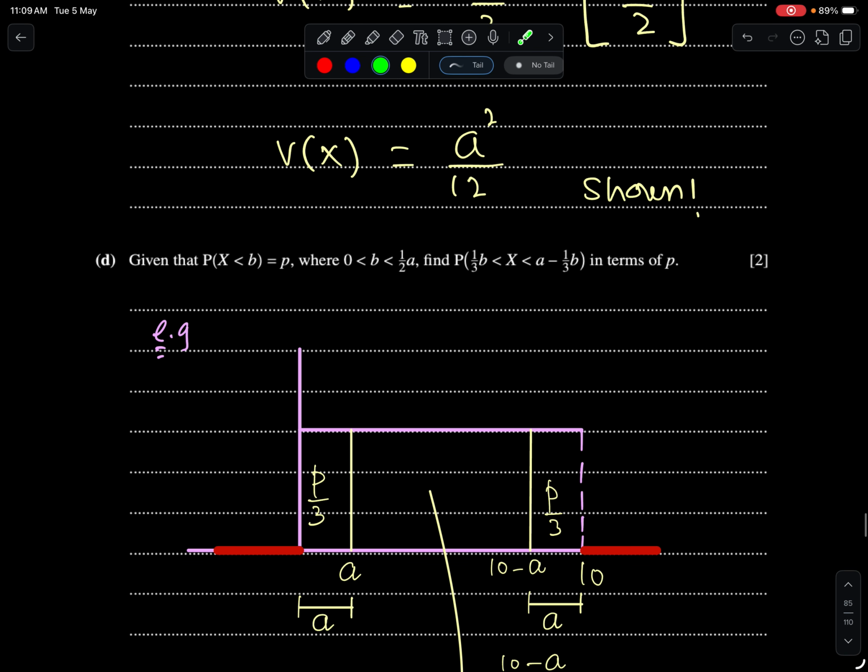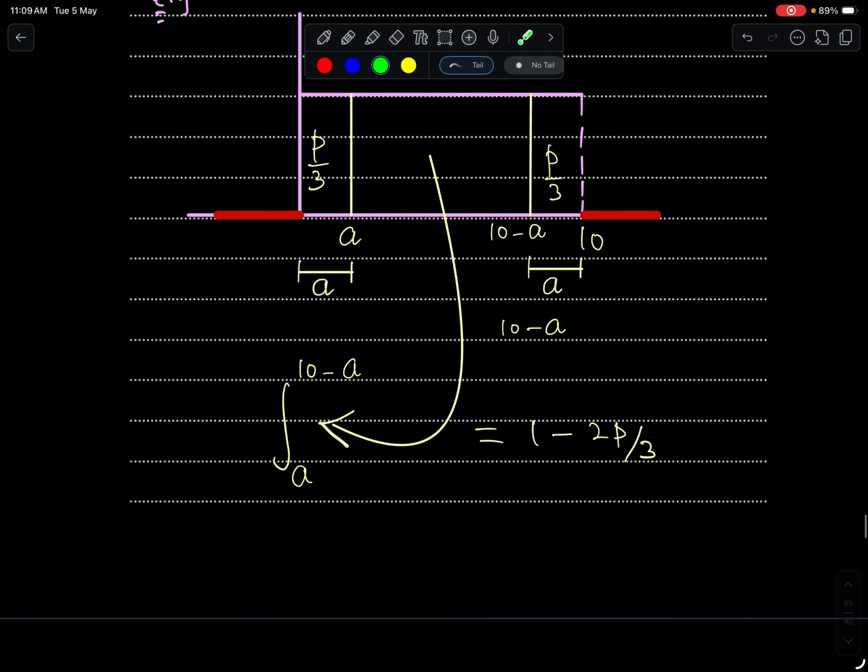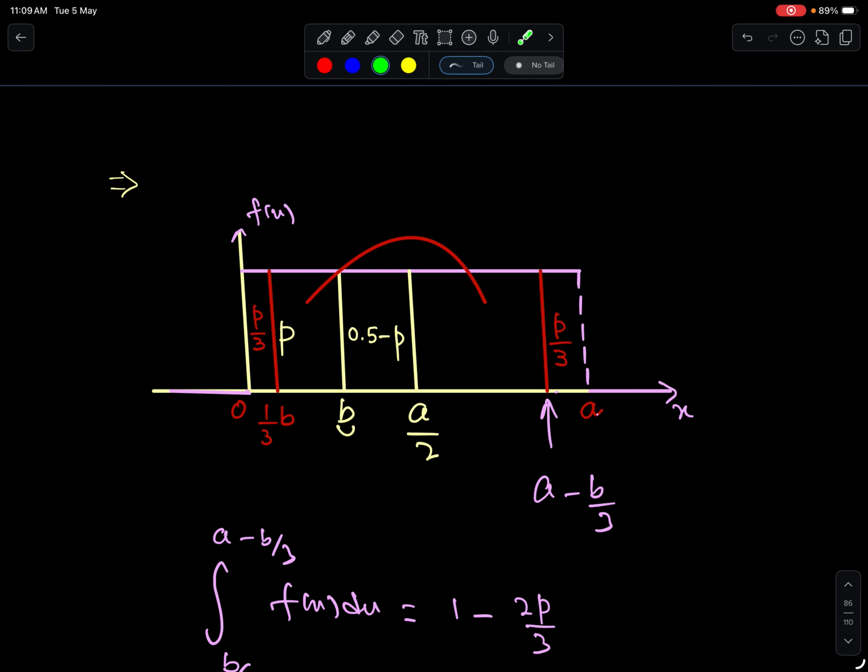Now its probability less than b is p. So this total probability is p. So what about this? See, this total is 0.5. So this should be 0.5 minus p.